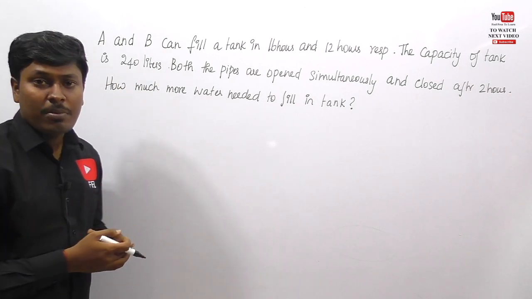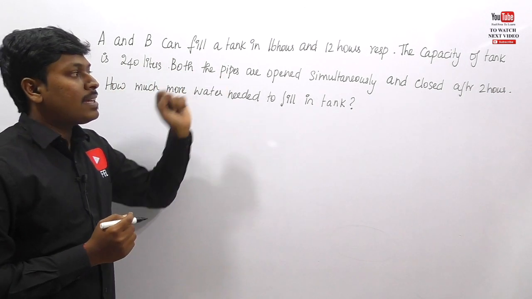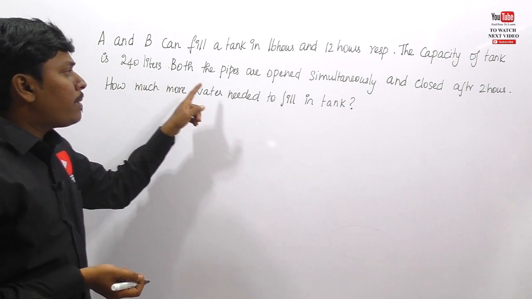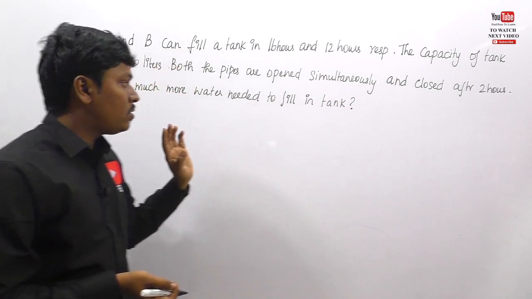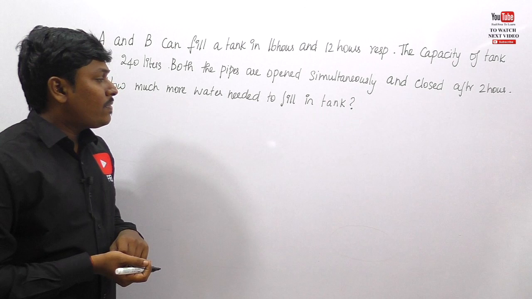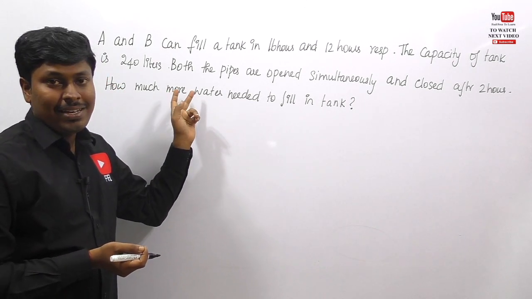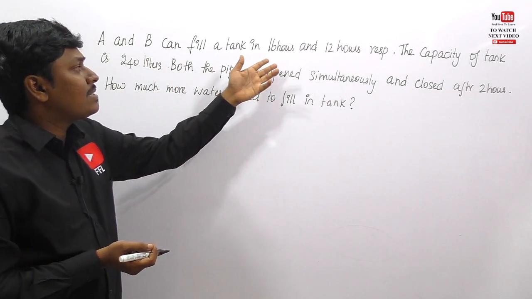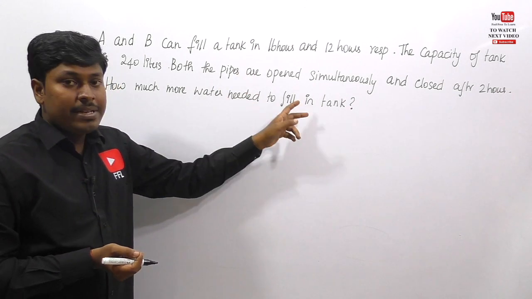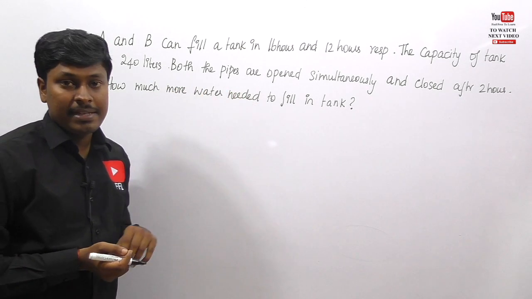I think the question is from the topic called pipes and cisterns. A and B can fill a tank in 16 hours and 12 hours respectively. The capacity of the tank is 240 liters. Both the pipes are open simultaneously and closed after 2 hours. How much more water needs to be filled in the tank? So friends, the question concept is so simple, and they are saying that the tank capacity is 240 liters and each pipe can fill a tank in 16 hours and 12 hours respectively. And these two pipes are open simultaneously and closed after 2 hours. We need to find how much more water needs to be filled in the tank.